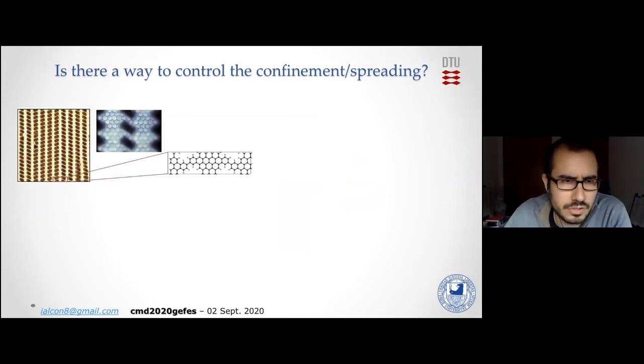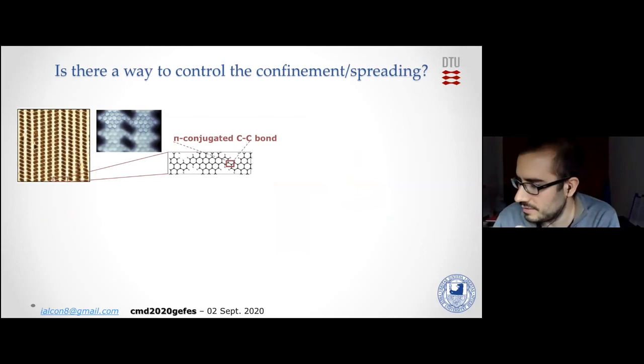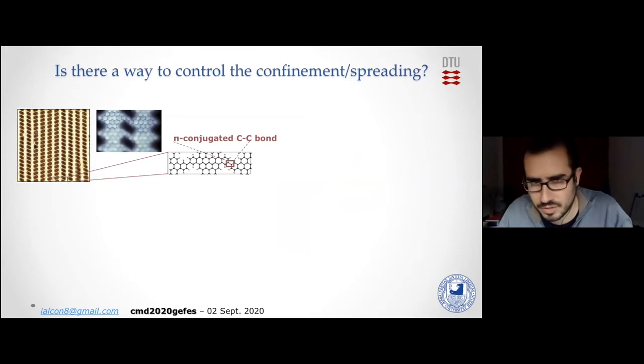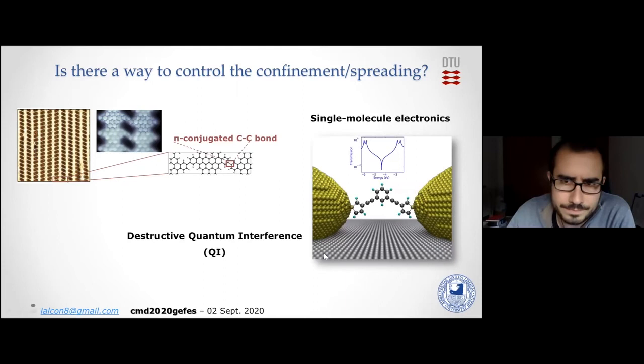So at that time, when they were actually working on that, I started my first international postdoc in his group. I had a very basic knowledge of condensed matter physics, but I came from the organic chemistry community. And of course, when you see a conjugated bond, it's quite direct that the electrons can go through that carbon-carbon bond. And that made me think about something that I had already worked on before from the molecular perspective, which is destructive quantum interference. This is something that has long been studied in the field of single molecule electronics.